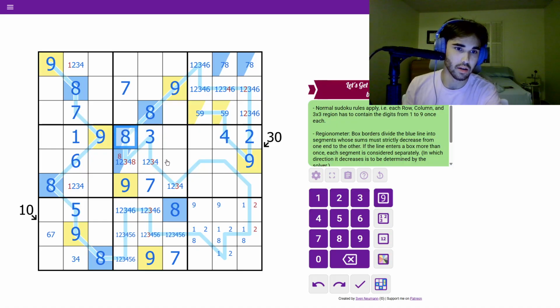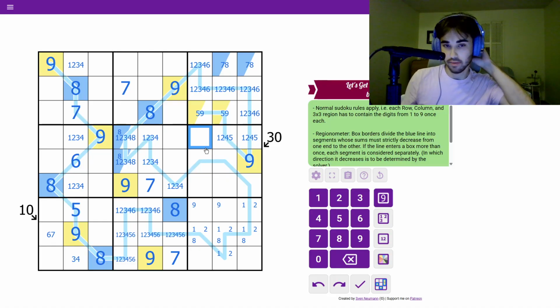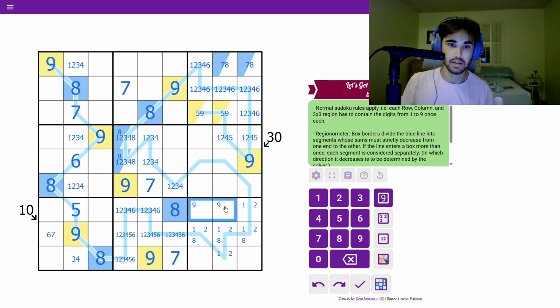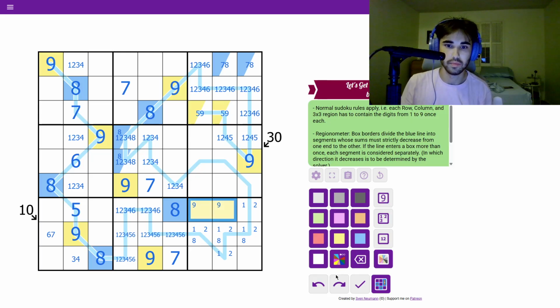Then you get an 8 here. It would force a big chain of things to happen. Not that I'm saying it means anything, but it would force a big chain of things to happen. So yellow's in one of these two. Does that do anything for 5s as a digit? Maybe not.